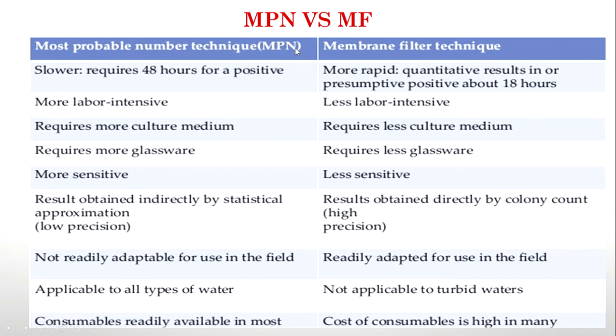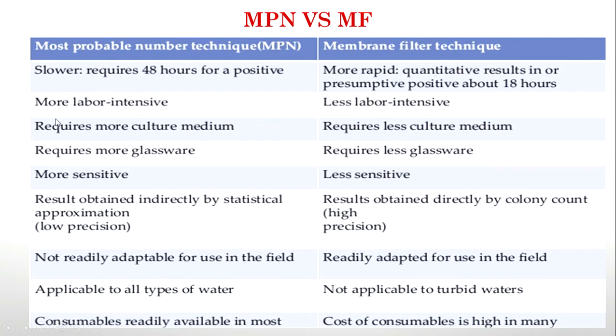MPN requires some 48 hours for a positive result. It will take more time. Just like our COVID tests: the PCR test will take some 3 days, and the antigen test will get the result within minutes. That is the difference. It will take more time and it is more labor intensive. Membrane filtration is less labor intensive because filtration is a simple procedure, but the MPN analysis is a very large procedure, and it requires more culture medium. It requires more glassware, more test tubes and more conical flasks. It is more sensitive.